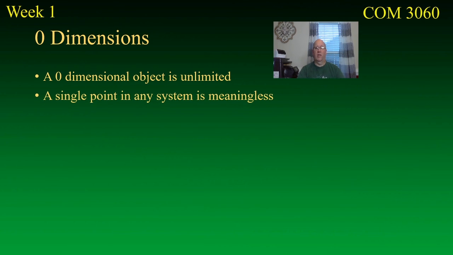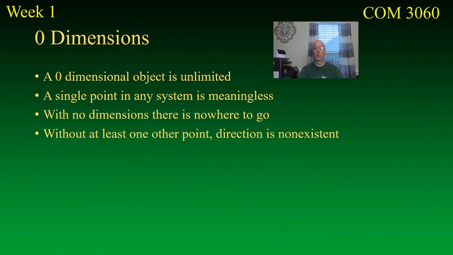So a single point in any system is meaningless. That's just the way it is. It's kind of like a 1 or a 0 in terms of binary code. It doesn't mean anything in itself. It's only in context. With no dimensions, there is basically nowhere to go. And with at least one other point, direction is non-existent. And so zero-dimensional objects, we're not really going to do much with them.